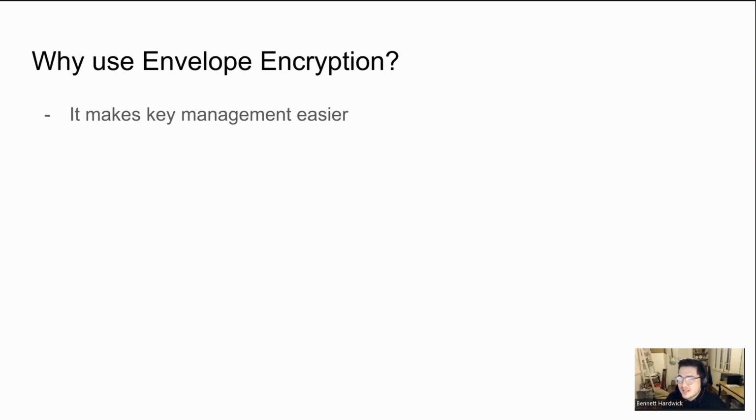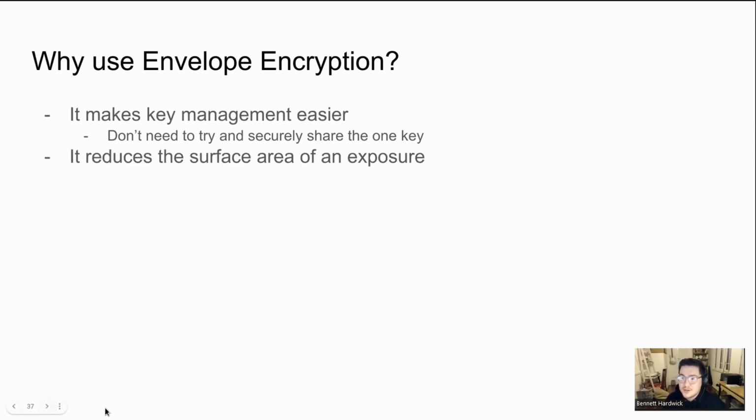And then you might have 10 copies of the key, 20 copies of the key, or a copy per node or something like that. And it gets really disgusting. So the benefit of envelope encryption, getting these data keys from KMS and storing the encrypted version beside them, is you don't need to try and securely share one key, because that's just not gonna work out for you. The other thing is it reduces the surface area of an exposure. If you lose your customer master key, that's pretty terrible. If anyone got that, they could essentially decrypt all of your data.